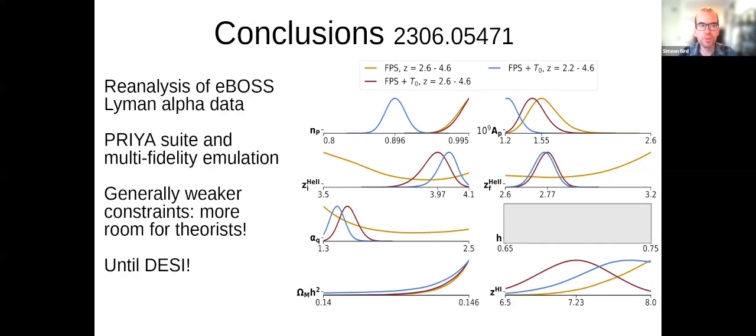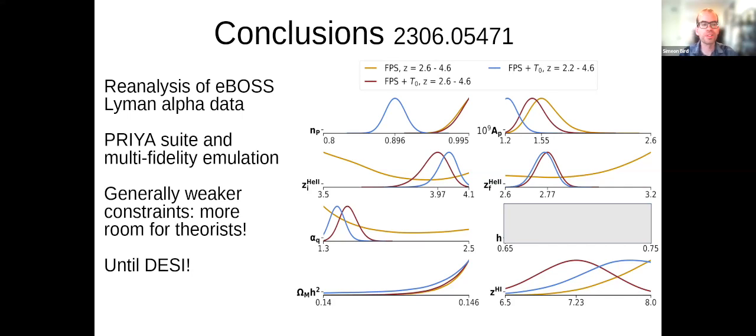So just to conclude, we've completed a reanalysis of the eBOSS Lyman-α data. We've used the PRIYA cosmology suite and multi-fidelity emulation to build a wonderful interpolating emulator for the Lyman-α forest and to plug it into a likelihood function. Generally, because we're excluding the lowest two redshift bins, which have the best statistical error, our constraints are generally a little bit weaker than those of previous analyses.